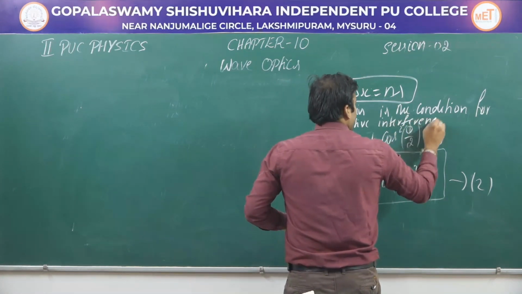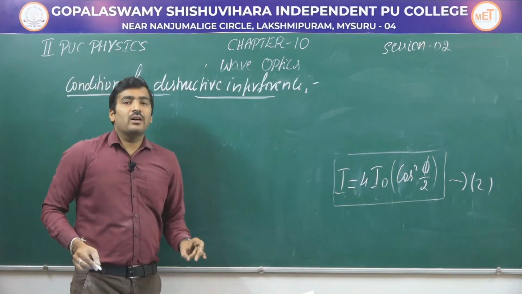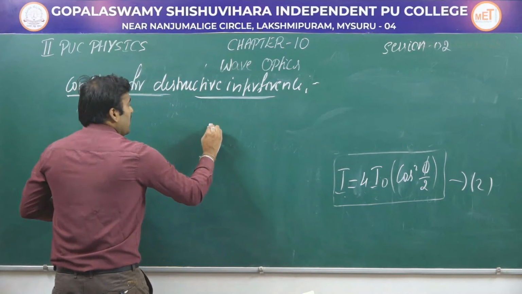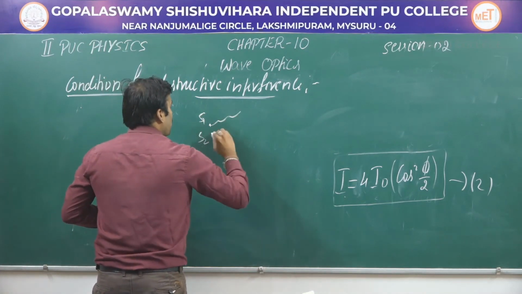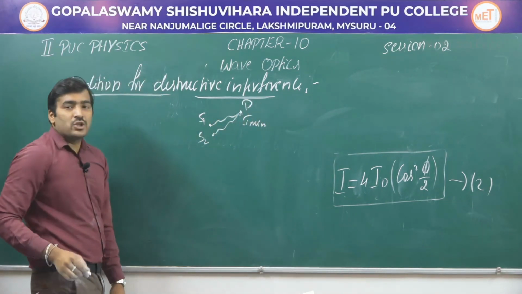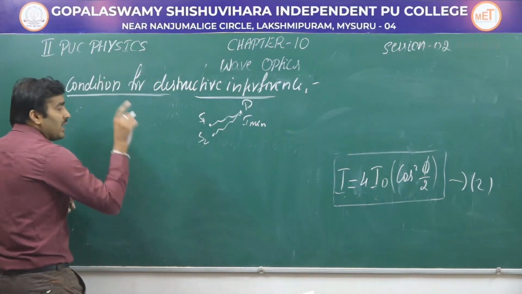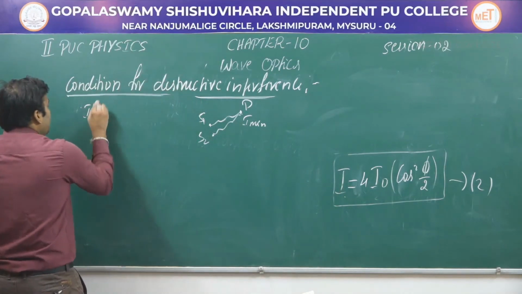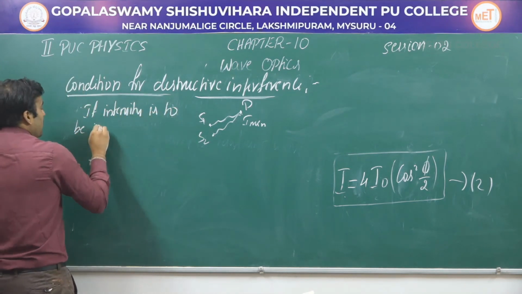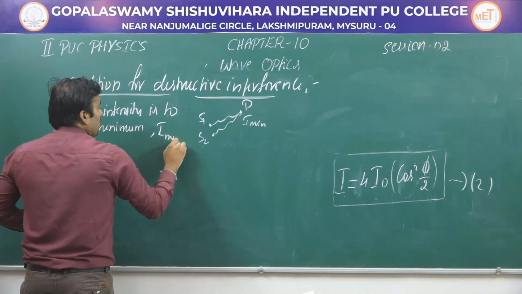After obtaining this expression, you have to write this one. Now let us write the destructive interference. In order to get destructive interference, the intensity has to be minimum or equal to 0. So say we have sources S1 and S2 and the two waves are emitted here, and at this point P, if the intensity has to be minimum, then the intensity must be equal to 0. How do we make that intensity 0? If intensity is to be minimum, minimum means I is equal to 0.